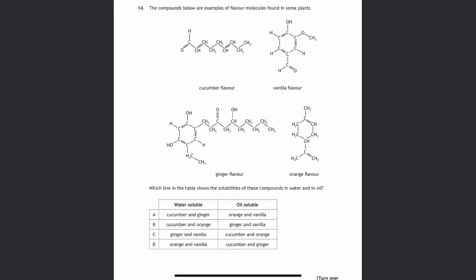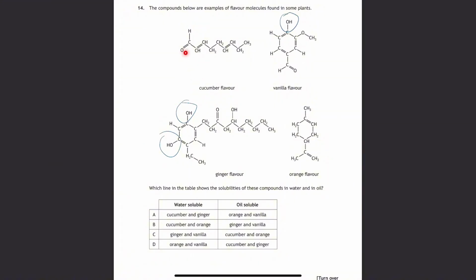Compounds below are examples of flavour molecules found in some plants. Which line in the table shows the solubilities of these compounds in water and oil? So I always have a scan of the molecules for hydroxyl groups. If they have hydroxyl groups, they will be soluble in water. So vanilla and ginger are the water soluble ones. The other two are oil soluble.